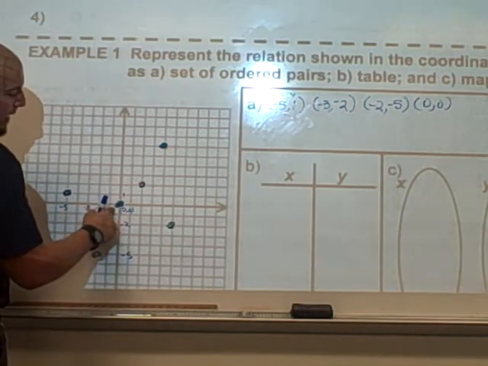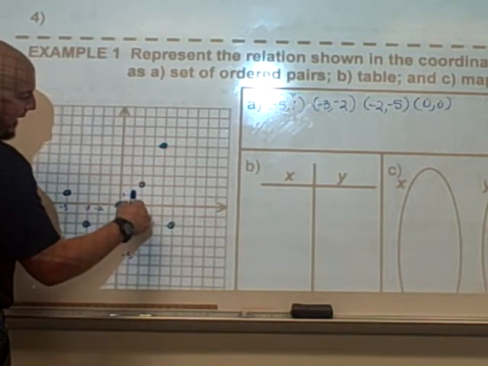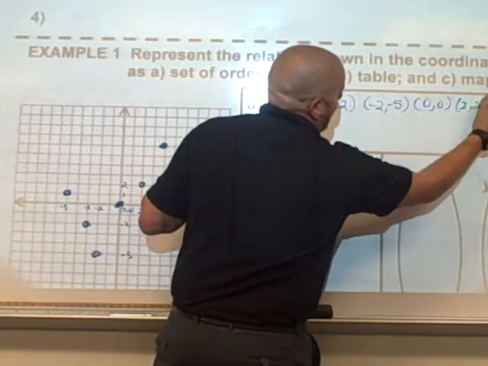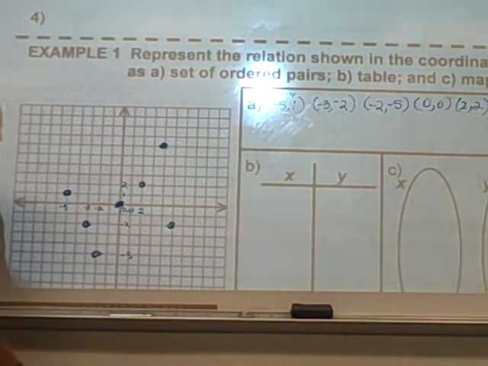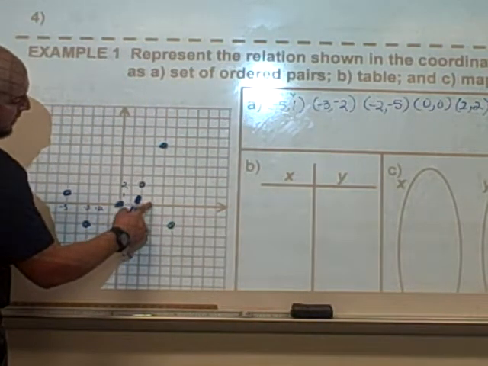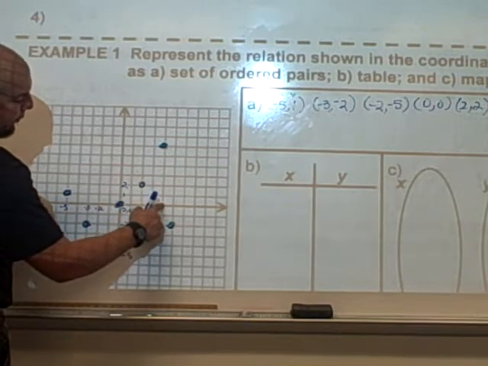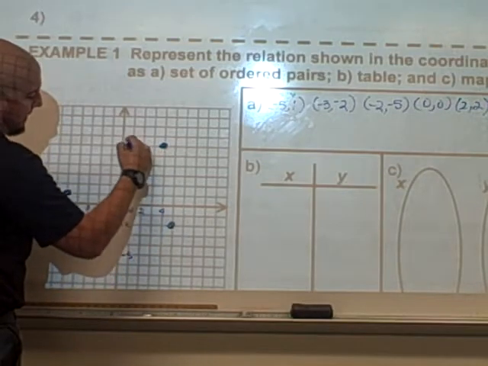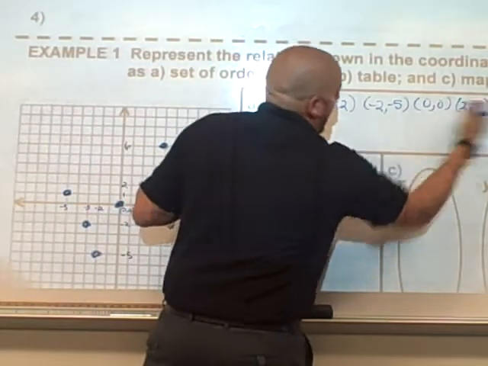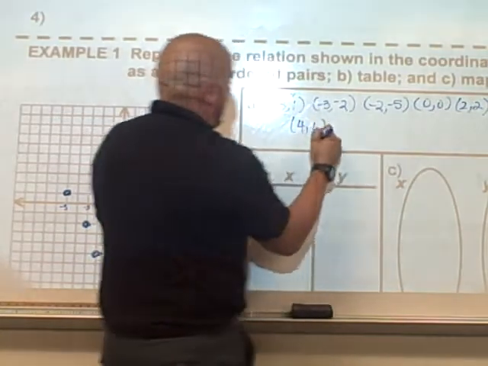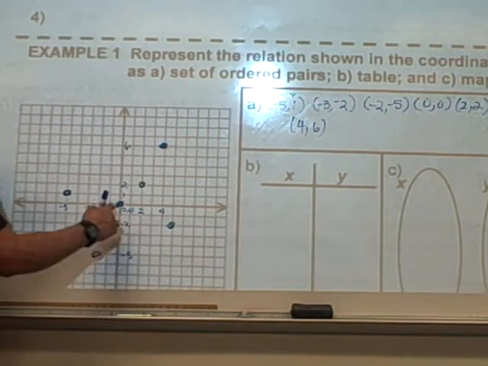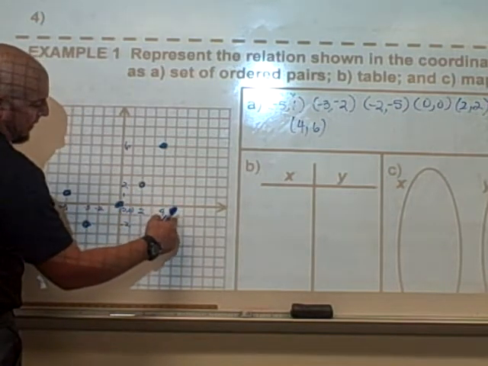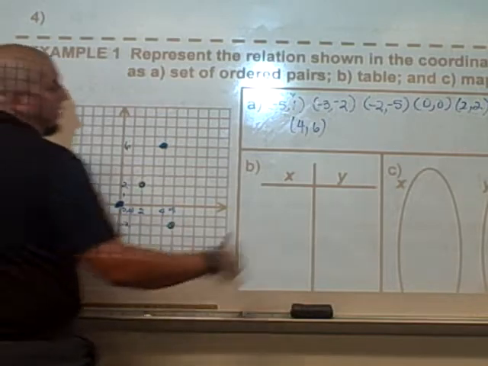Okay, and then I have a point going 1, 2, +2, and up 1, 2, +2. So then I have a point at 2, 2. Another point at 1, 2, 3, 4, +4 over, up 1, 2, 3, 4, 5, 6. So I'm going to come down here, 4, 6. And then my last point right here is 1, 2, 3, 4, 5, +5, and down -1, 2, -2.